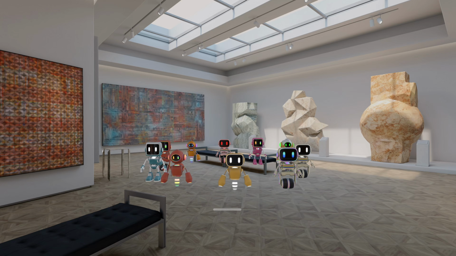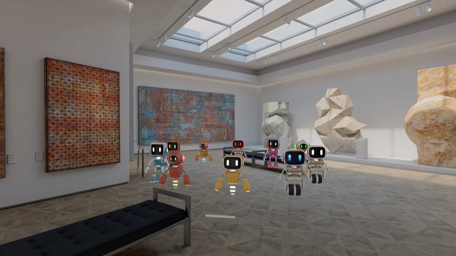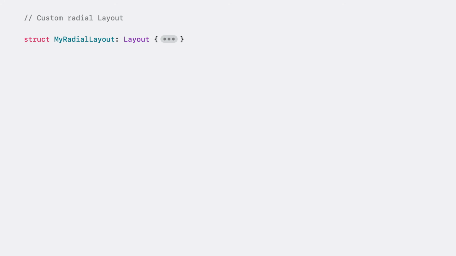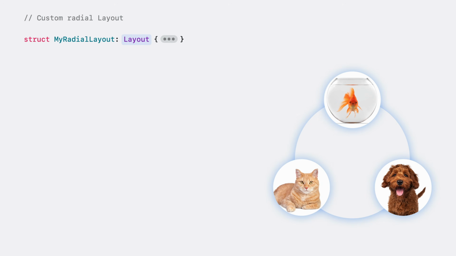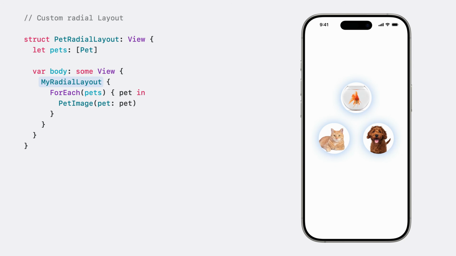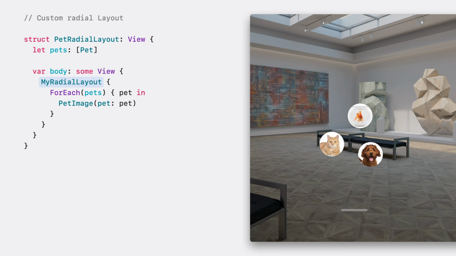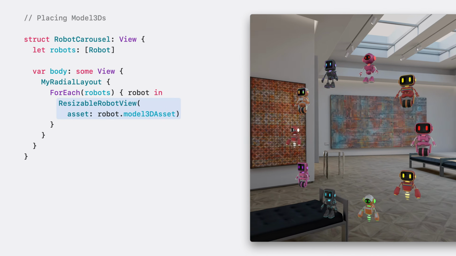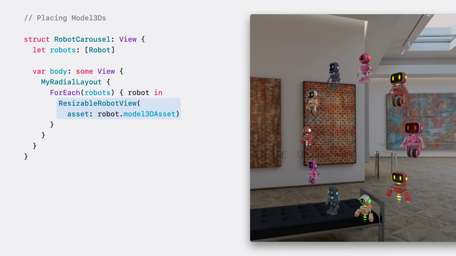Now let's see how we can use Rotation 3D Layout to build the robot carousel I showed you at the beginning of this video. I'll start by borrowing the radial layout from Compose Custom Layouts with SwiftUI. This custom layout type places views in a circle with the circumference defined by the available width and height. My radial layout was originally written for placing 2D views on iOS, but it works great on visionOS. Even when it's positioning 3D models of robots instead of 2D images of pets.